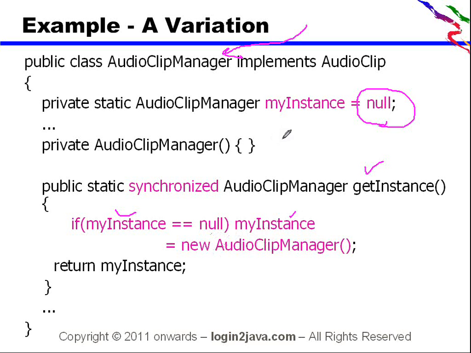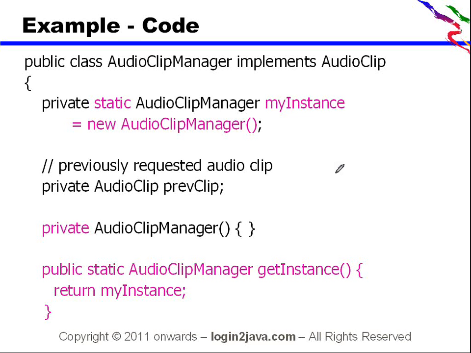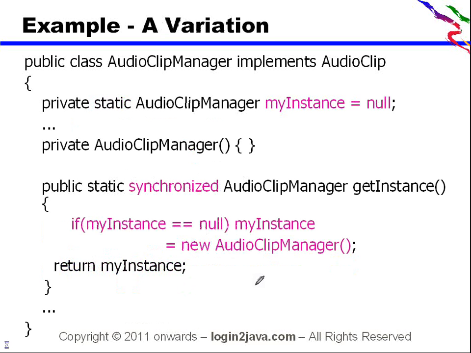So you can say this is a thread safe version of AudioClipManager. But isn't the previous one thread safe? It is also thread safe because the instance gets created as soon as the class is loaded, and this is the only instance. So if a number of threads are accessing this particular method, still the same instance will be returned. So this is thread safe. Again, this is also thread safe. What is the difference? The difference is early initialization and late initialization.